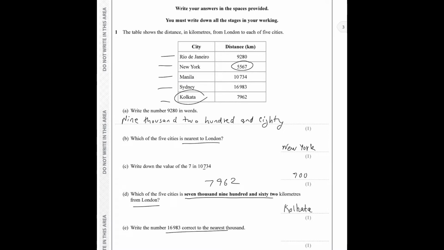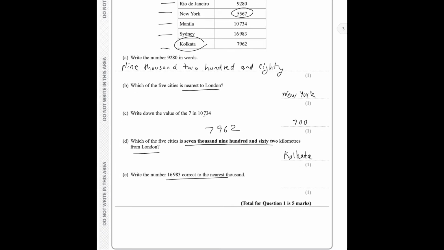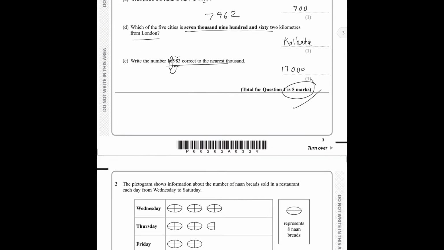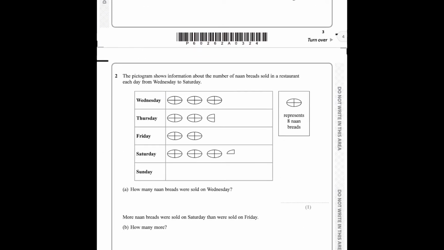Alright, write the number 16,000 to the nearest 1,000. Hmm, the nearest thousands: ones, tens, hundreds, thousands. That is this number 6, and you have to round it with 9, so that makes it 17,000. There are some good 5 marks that I scored there. Pretty good questions actually.